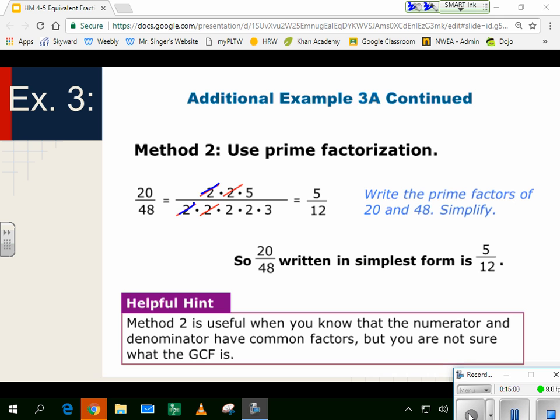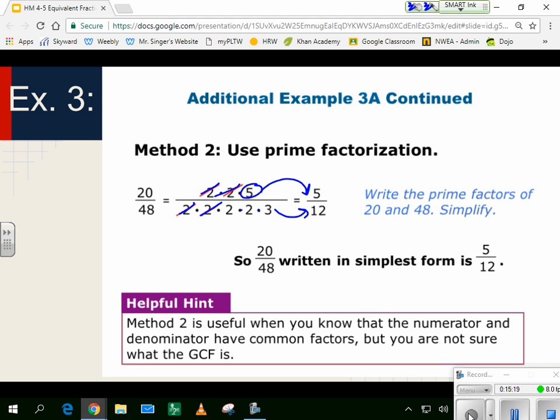They both share a 2. They both share another 2. And now you look at what's left, and that becomes your numerator and denominator. So for the 20, all that's left is a 5. 5 goes there. 2 times 2 is 4, times 3 is 12, and 12 goes there.